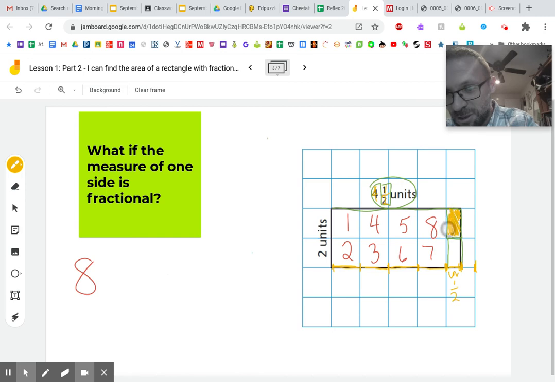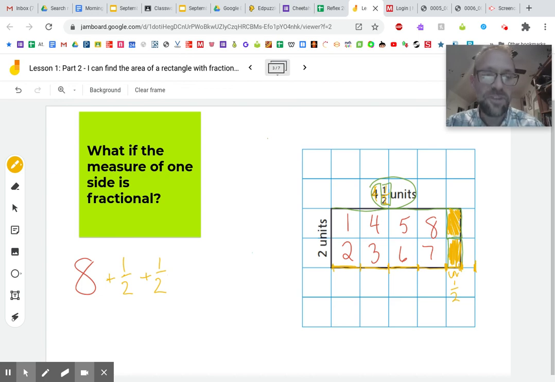All right. So it turns out that this is half a square right here. So we have 1/2 there. So we can add that to the 8, right? Whole units. And we have another half right here. So we have 2 half squares. So that's like adding up another half. So now we have, to find the total area of this rectangle, 8 whole square units plus a half square unit plus a half square unit.